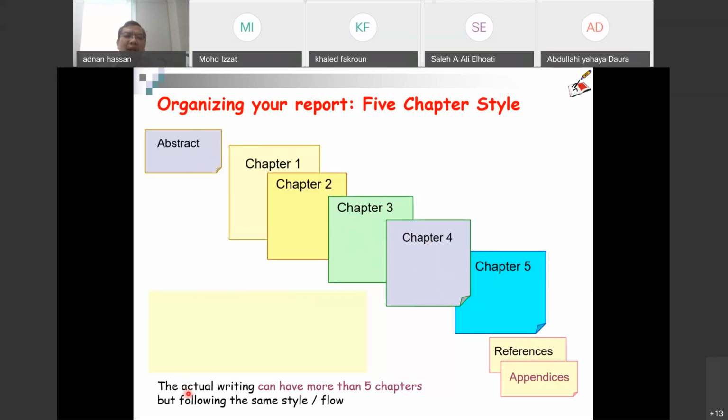Okay? So actual writing can have more than 5 chapters, but the flow follows the same style. The flow should be from introduction, literature, methodology, results, discussion, and conclusion. This is what we call 5 chapter style. Everyone clear? Don't mislead me. Don't misunderstand me. I'm saying the style. Okay, because otherwise you have problems with your supervisor. You say Adnan says only 5 chapters. No, I didn't say that. I say the style. Everyone clear?